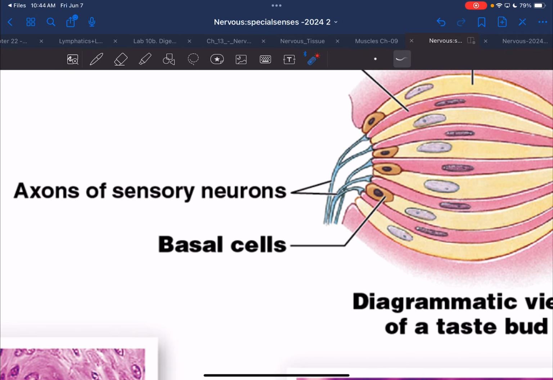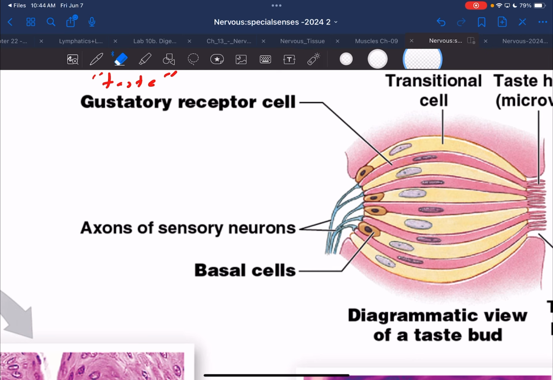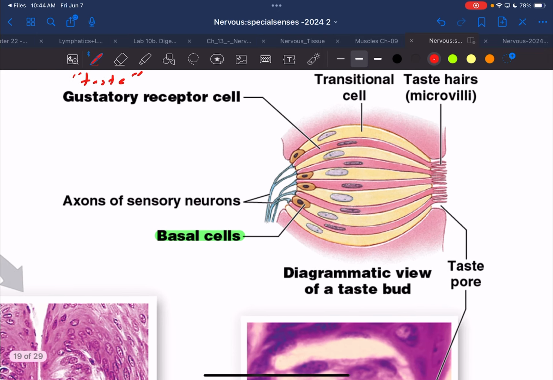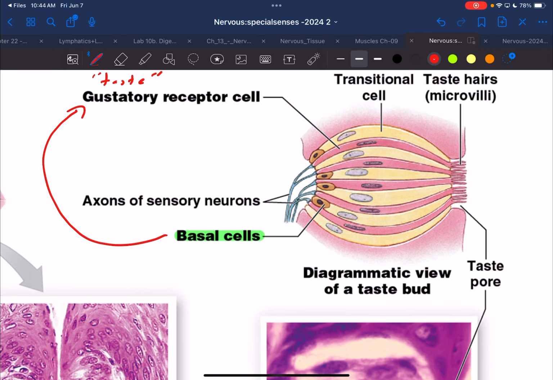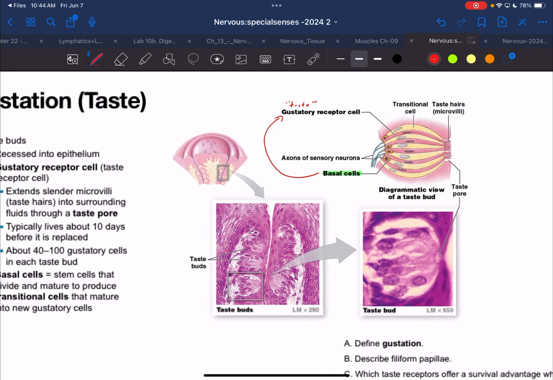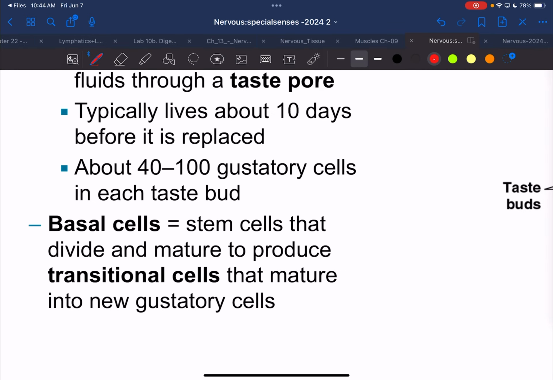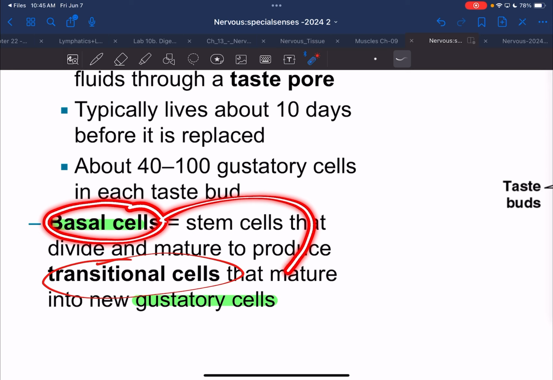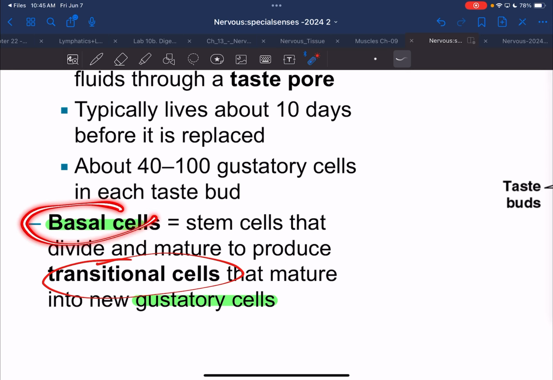Within them you find basal cells. And what did basal cells do in smell? The same exact thing. They are the stem cells that will eventually form gustatory receptor cells. And so basal cells will eventually turn into gustatory cells, but I want you to see that there's an intermediate step. Basal cells will create gustatory cells, but first they go from basal cells, then they go to transitional cells, and then finally those taste receptor cells.